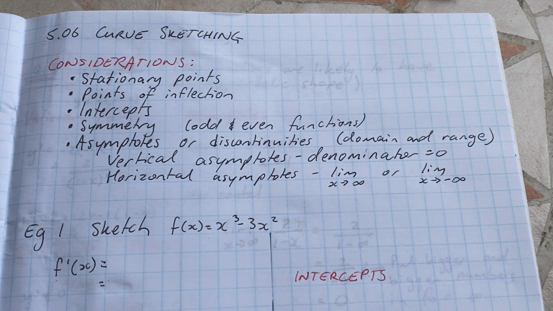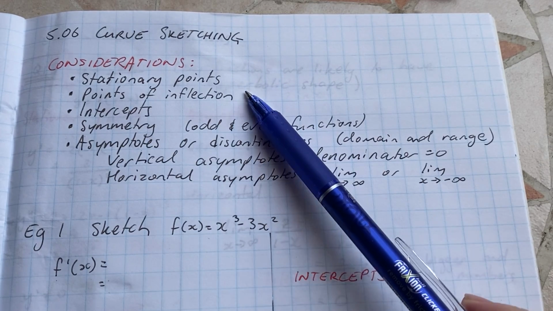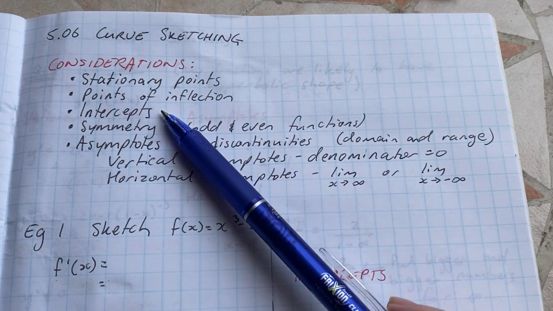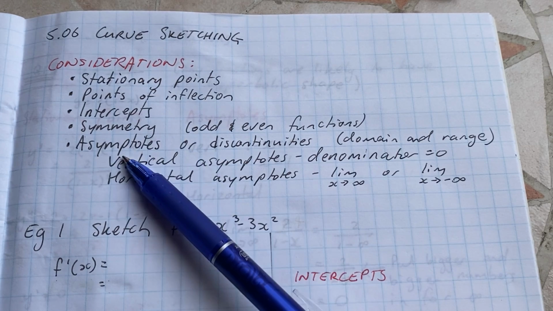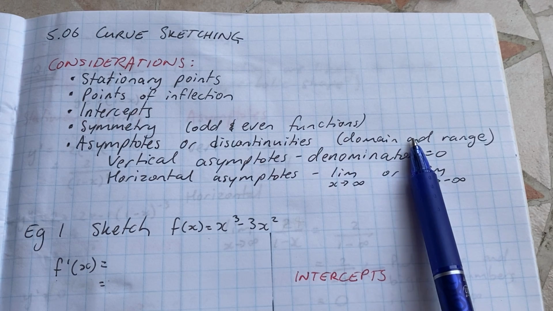Exercise 506 is about curve sketching. Now the things we have to consider here are any stationary points, any points of inflection, any x or y intercepts, the symmetry of the curve, and any asymptotes or discontinuities. So you've got to think about the domain and range.